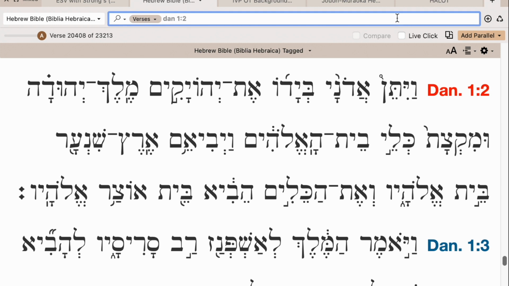So vayeten is a third masculine singular prefix conjugation, okay? And I like to use the term prefix conjugation as opposed to yiktol or something like that, because it is just a more apt description of the forms in Hebrew, and it avoids a lot of connotations and assumptions about these words. So this is a prefix conjugation of nun tav nun.